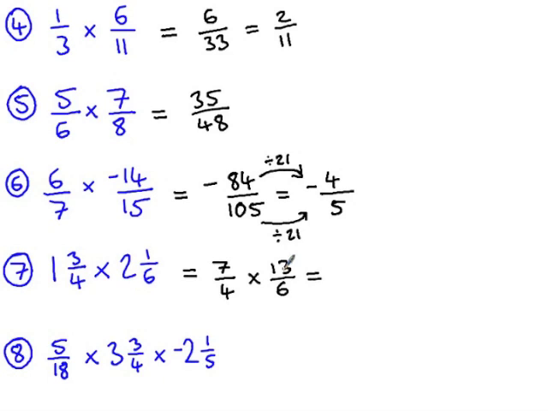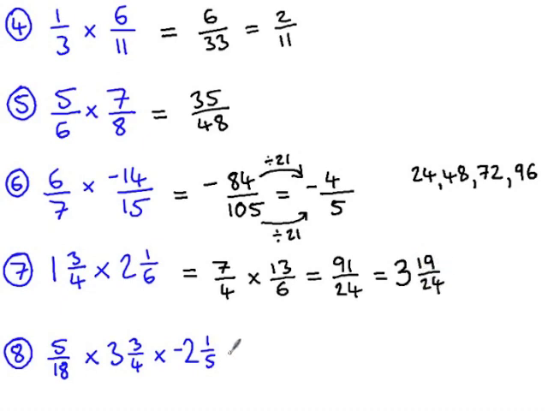Then 7 times 13 is 91, 4 times 6 is 24. 91 and 24 don't have any common factors, and I know this because 91 was found by multiplying 7 and 13, and 7 and 13 are not factors of 24. But I can rewrite this as a mixed number. If I just write down my multiples of 24, 91 over 24 is 3 and 19 over 24.